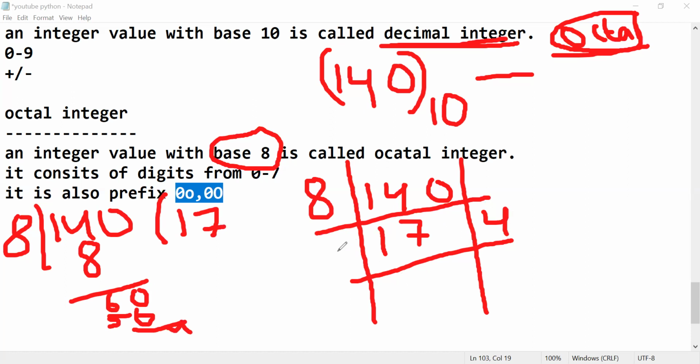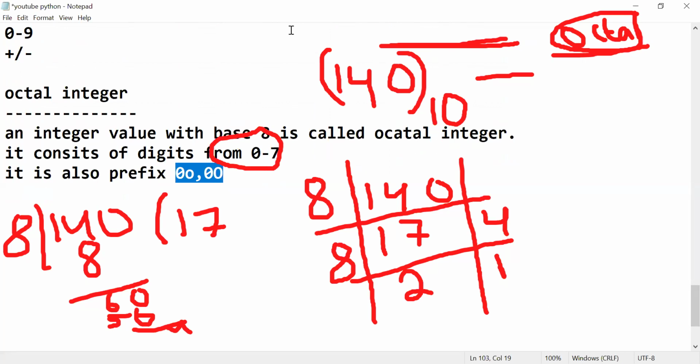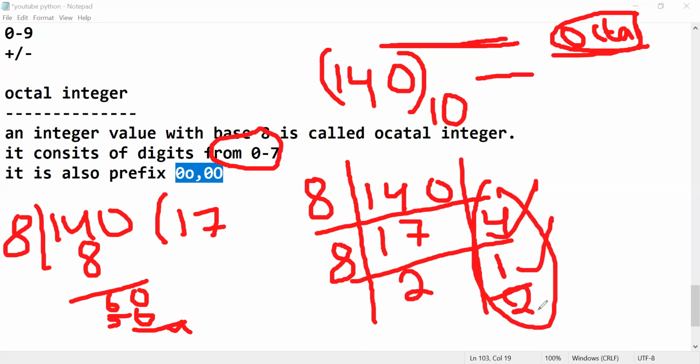And again we have to divide 17 by 8, and here we get 8 twos are 16, right? The remainder we get is 1. And again, if we divide 2 by 8, it won't divide, guys. So we have to take 2. So here we got the remainders 4, 1, 2, right?